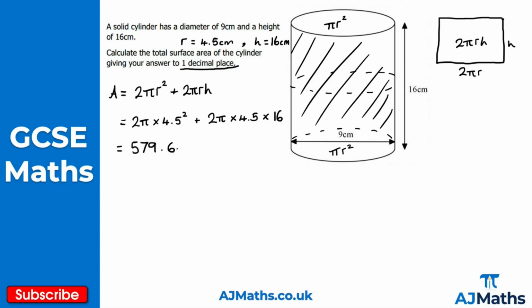579.6 there. Now don't forget the units. We're working in centimeters here, and because we're talking about area, total surface area, this will be centimeters squared. Remember we need the squared there. And that's our solution to the first example on finding the surface area.